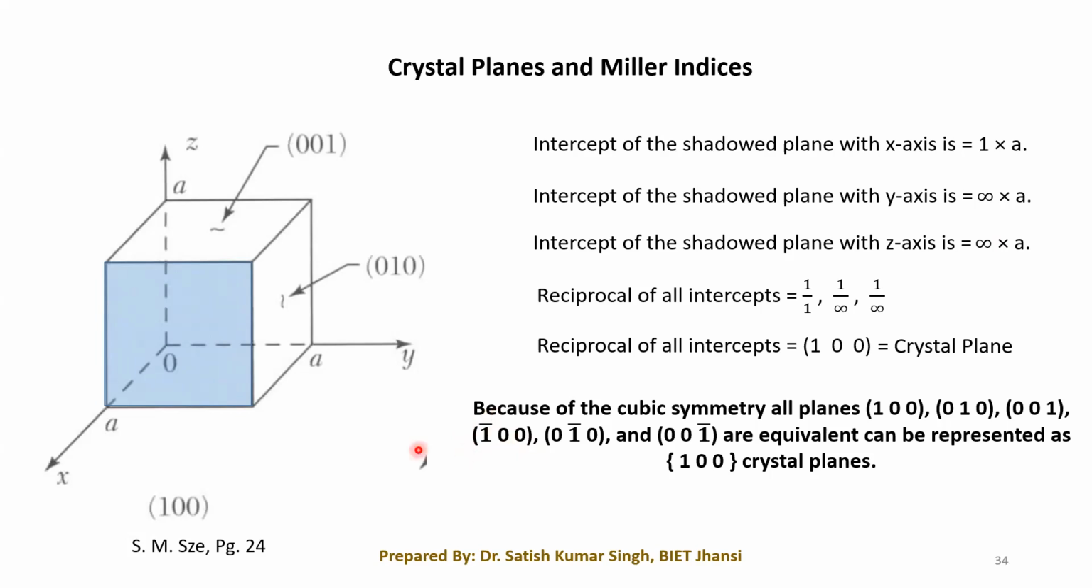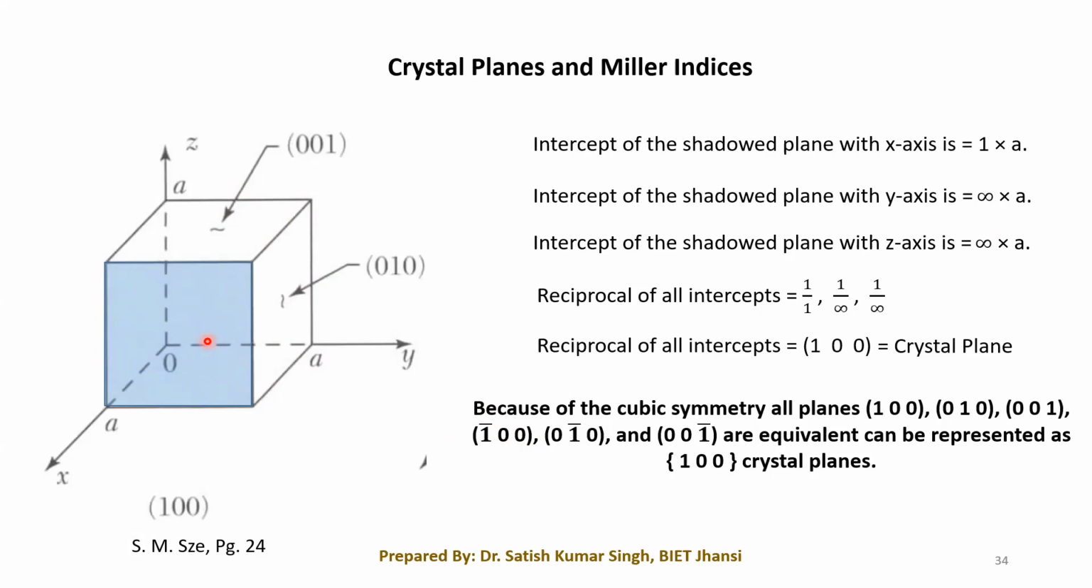So because of the cubic symmetry, all these six planes that we have taken are spatially invariant. They look the same, meaning they will behave the same. If any atom is sitting here, it cannot see any difference between this plane, this plane or these other planes, because all the planes are the same due to the cubic symmetry.